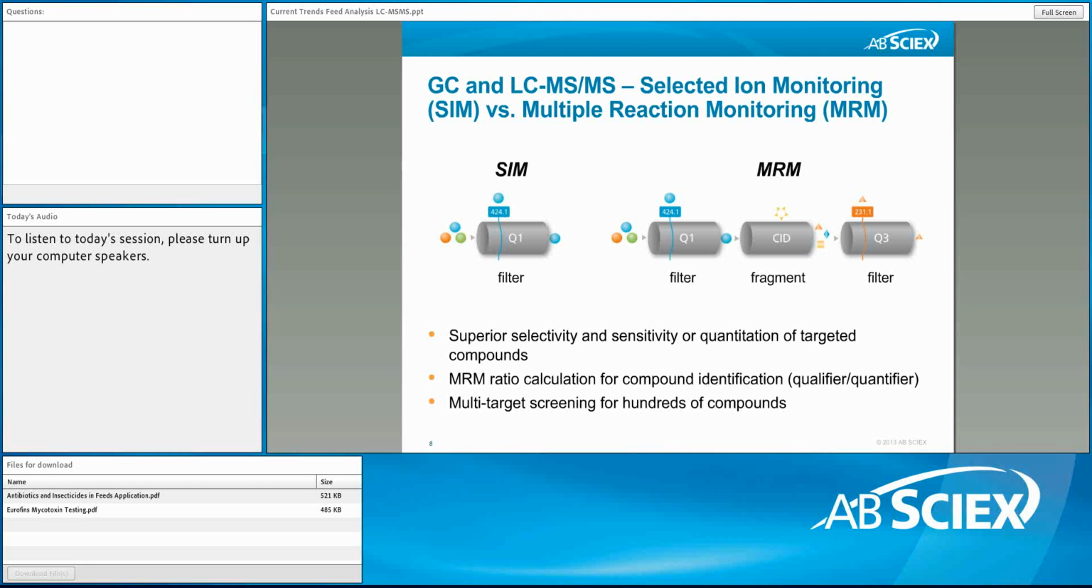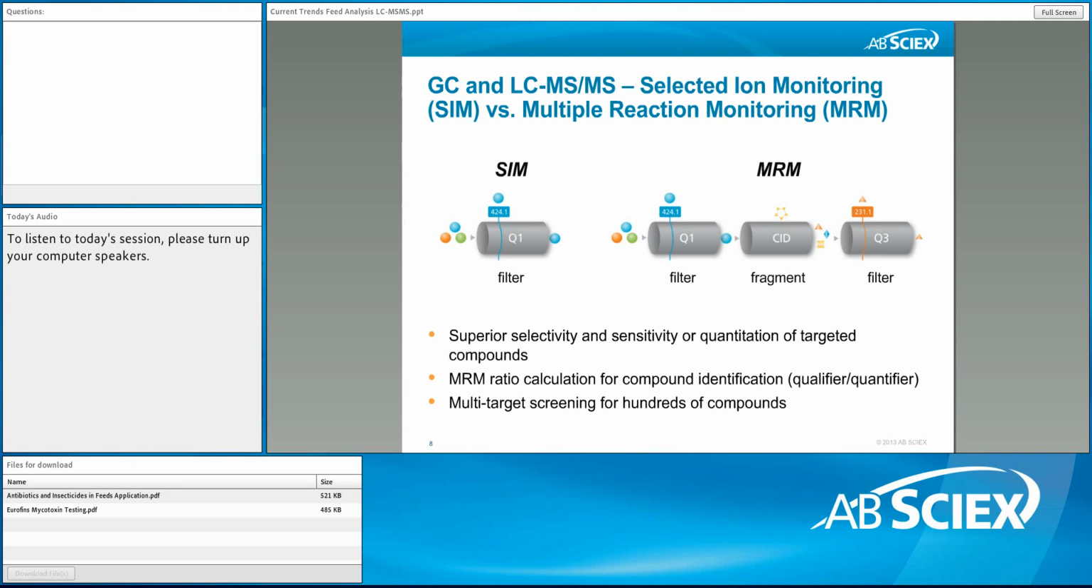And now I want to compare these two different types of analyzers. We have a single quadrupole instrument like a GCMS system, and we have a triple quadrupole instrument like an LCMS/MS system. And the two most commonly used modes of operation for the single quad are called selected ion monitoring, and for the triple quadrupole instrument it's called multiple reaction monitoring.